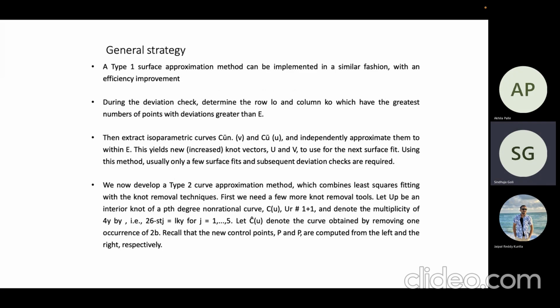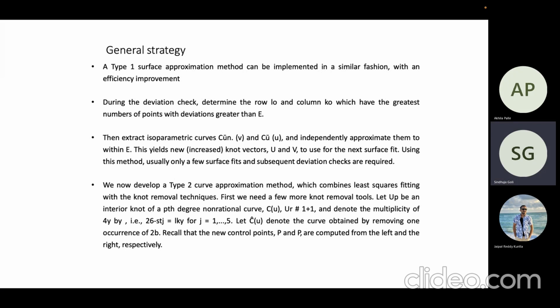A type 1 surface approximation method can be implemented in a similar fashion with an efficiency improvement. During the deviation check, determine the row l0 and column k0 which have the greatest number of points with deviations greater than E. Then extract the isoparametric curves C(u, v) in u and v and independently approximate them to within E. This yields new knot vectors U and V to use for the next surface fit. Using this method, usually only a few surface fits and subsequent deviation checks are required.